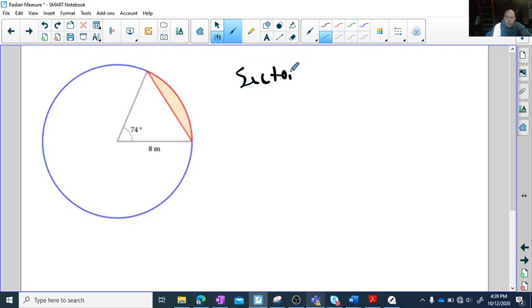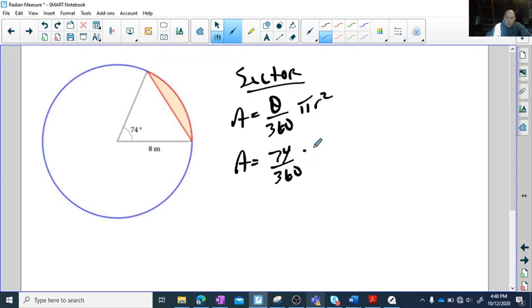So let's start with the sector. The area of the sector would be theta out of 360 multiplied by pi r squared if I'm in degrees. So 74 out of 360 multiplied by pi multiplied by the radius squared. Now this time they did give us a unit of measurement. It's in meters.